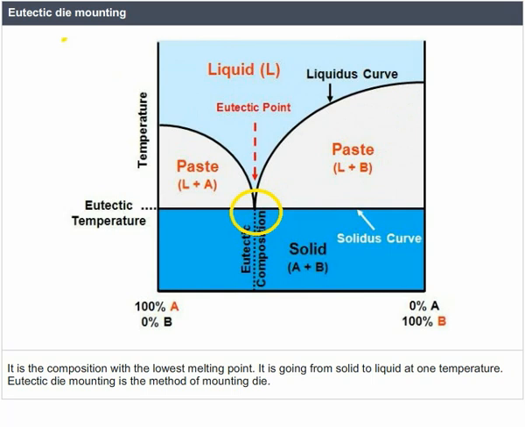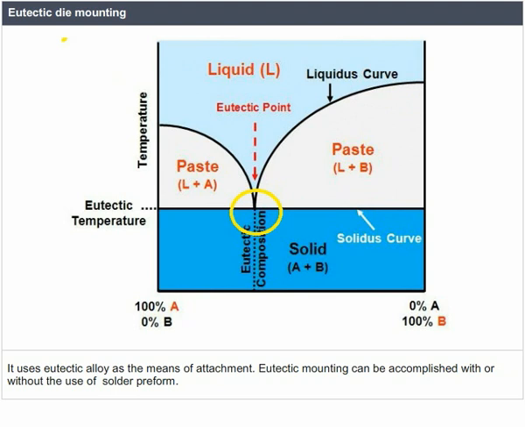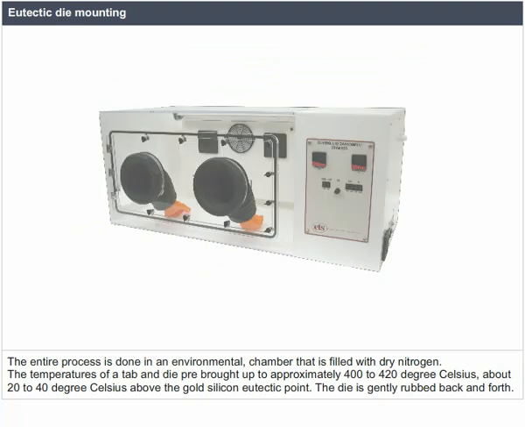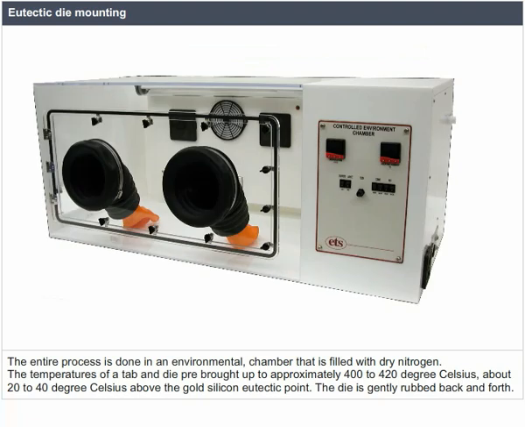Eutectic die mounting is the method of mounting die that uses eutectic alloy as the means of attachment. Eutectic mounting can be accomplished with or without the use of solder preform. In the latter case, a silicon die is placed on the gold-plated tab. The tab in turn is placed on the hot plate of a die bonding station. Dry nitrogen is blown over the die mounting area. The entire process is done in an environmental chamber that is filled with dry nitrogen.